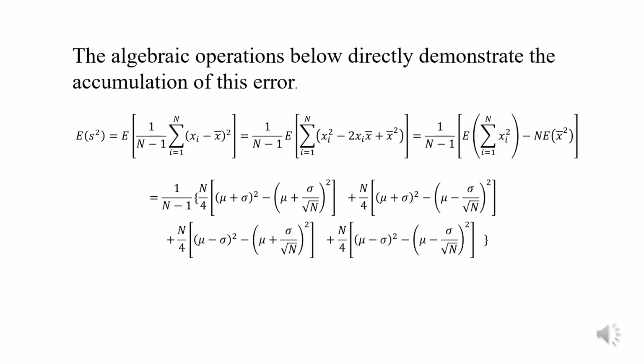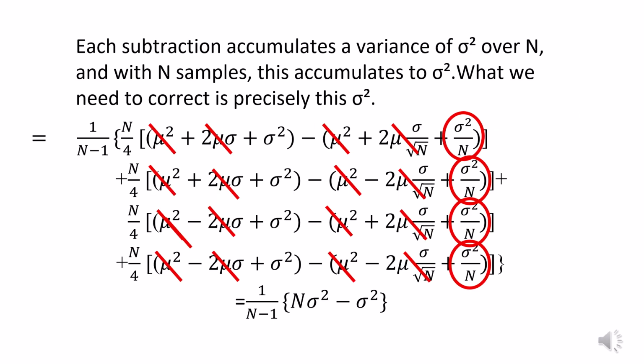The algebraic operations below directly demonstrate the accumulation of this error. Each subtraction accumulates a variance of sigma square over n, and with n samples, this accumulates to sigma square. What we need to correct is precisely this sigma square.